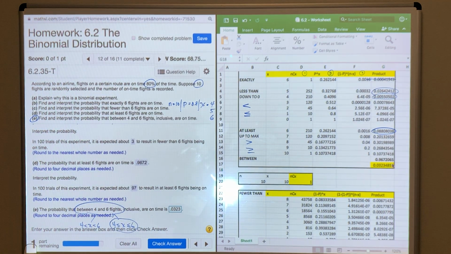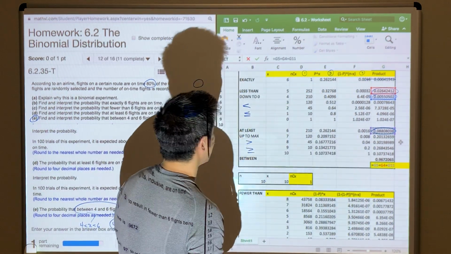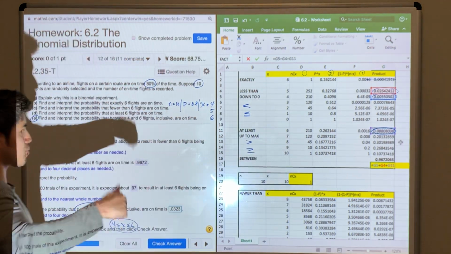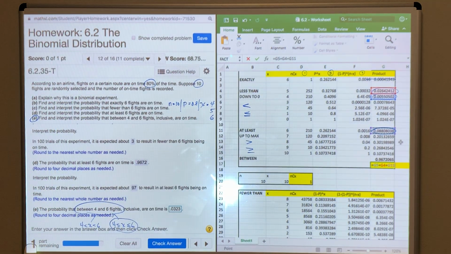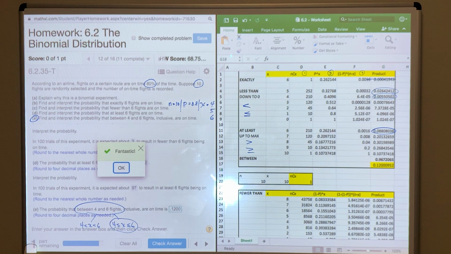Sorry. So I need to cut off that last one and replace it with this one. Sorry, you see the mistake there? That was from a previous problem, I wasn't paying attention. 4, 5, and 6 from this problem are right there. There it is, 0.1200. Let's hope that is correct. All right, there you go.